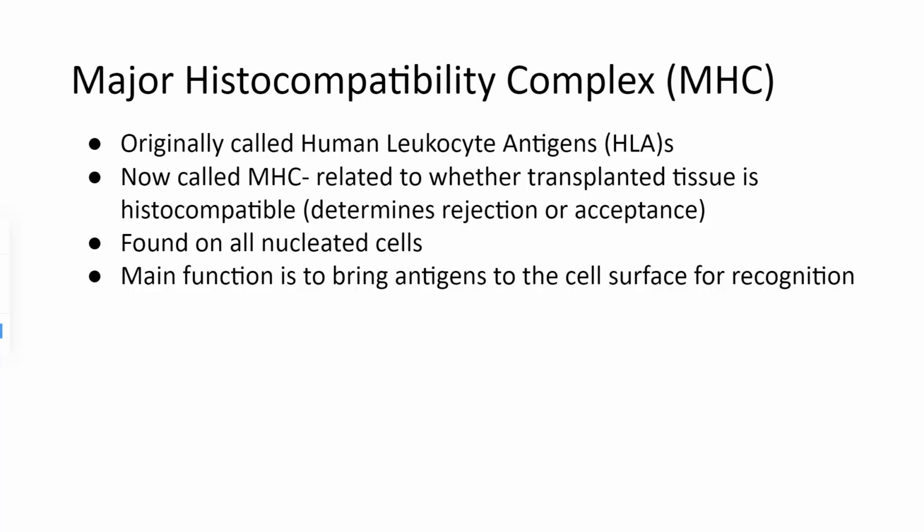These are found on all nucleated cells. Nucleated cells means that they have a nucleus. The major cell in the body that does not have a nucleus is going to be your red blood cells. So red blood cells don't have these, but all nucleated cells in the body will. The main function is to bring antigens to the cell surface for recognition.